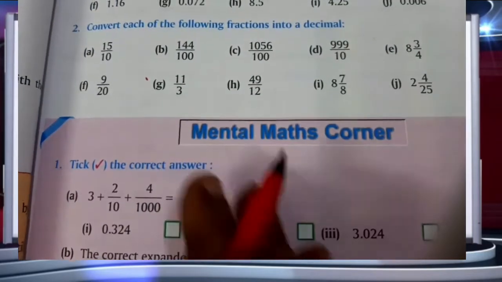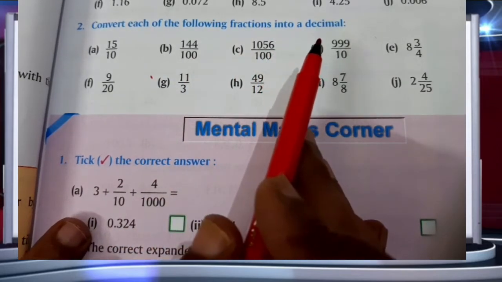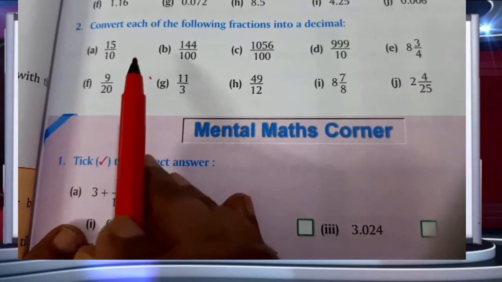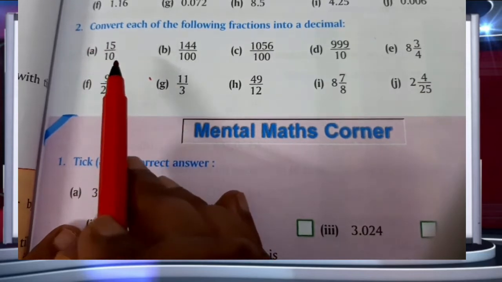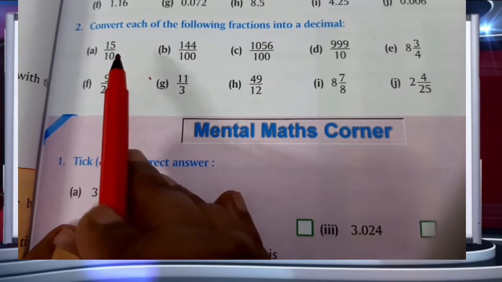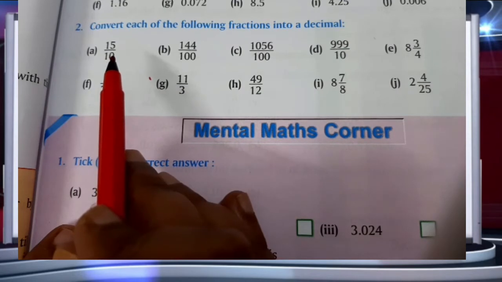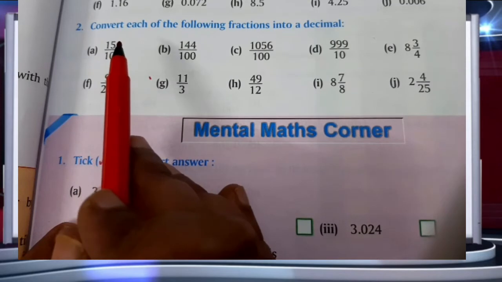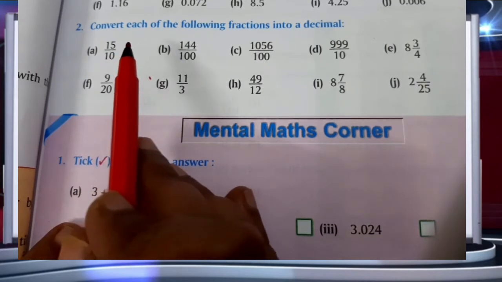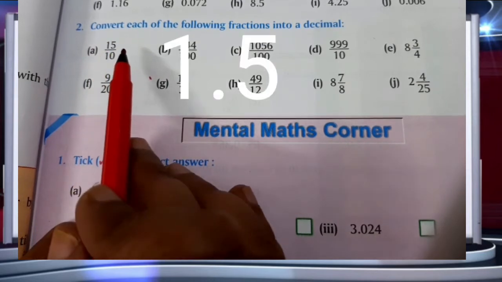Now I'll do the second question. It is convert each of the following fractions into a decimal. You can see it is a fraction. 15 upon 10. I am doing the A part. 15 upon 10, it is a fraction. Now to convert it into decimal, I will remove this fraction and I'll just count the number of zeros. Here 1 zero is there, so I will put the decimal from the right side. I'll count one place and I'll put the decimal here. So it will become 1.5.